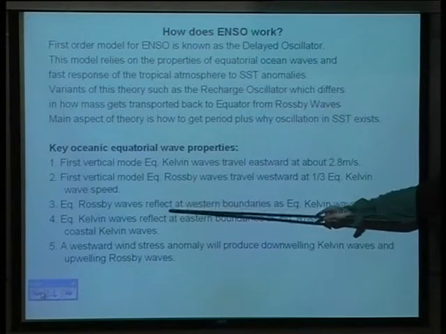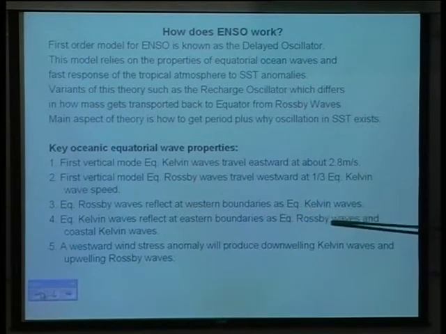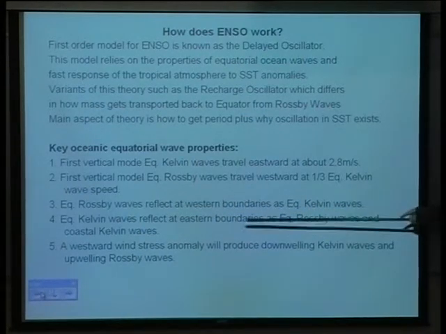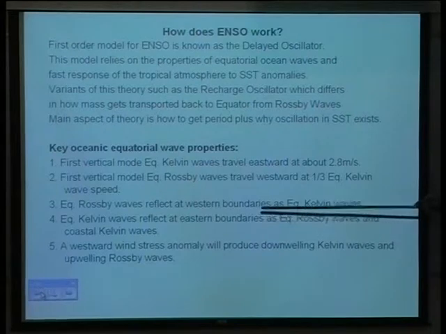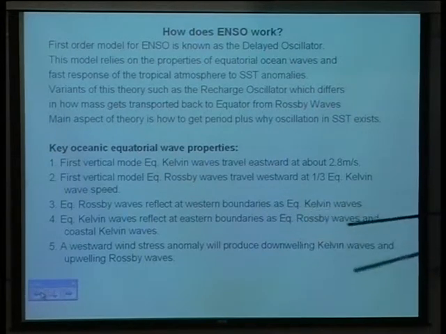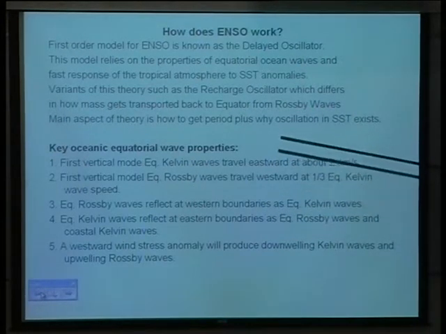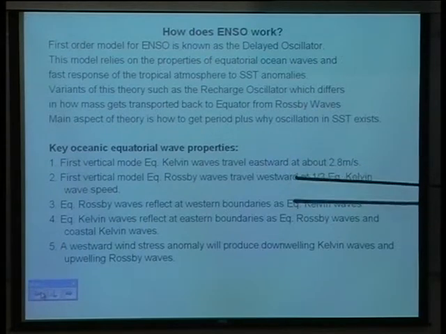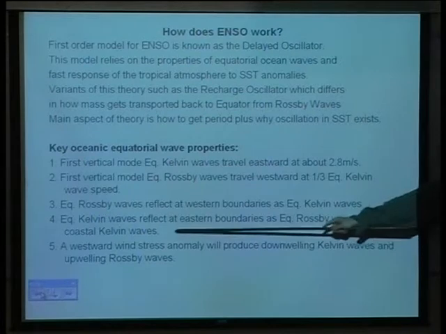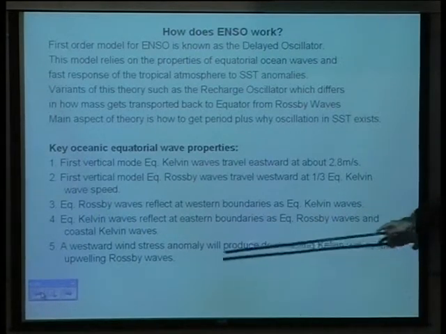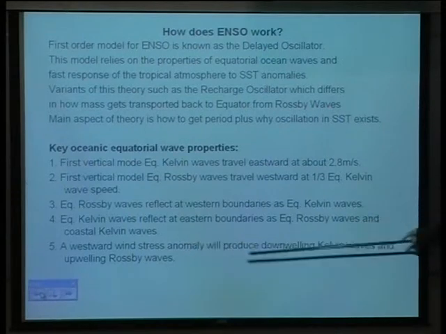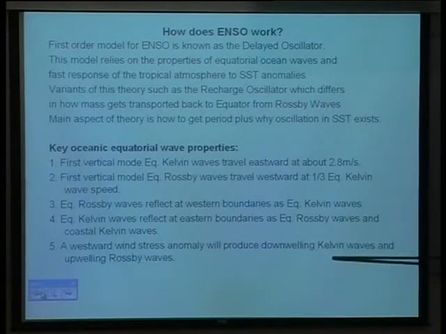Equatorial Rossby waves will reflect at the western boundary as equatorial Kelvin waves. The equatorial Kelvin waves will reflect at the eastern boundary as equatorial Rossby waves and coastal Kelvin waves. And the coastal Kelvin waves are important, so if you ever look at global SST maps and see warming along the California and South American coast associated with El Nino, that's these coastal Kelvin waves spreading the signal away from the equator.